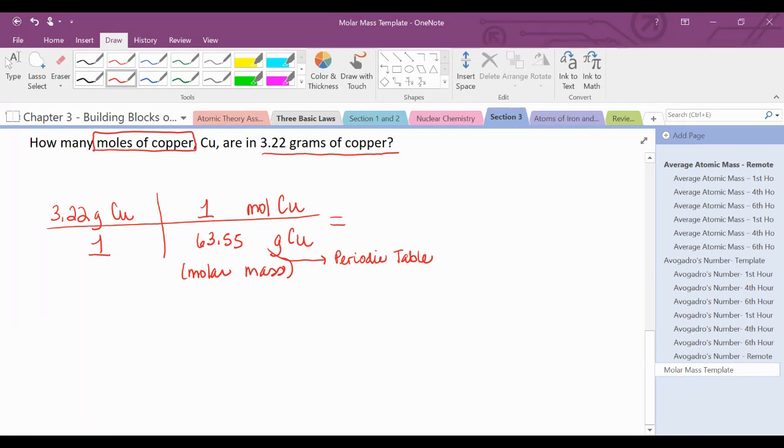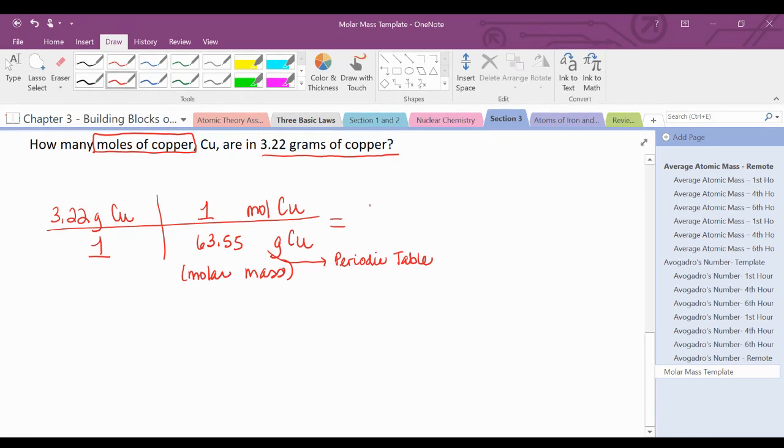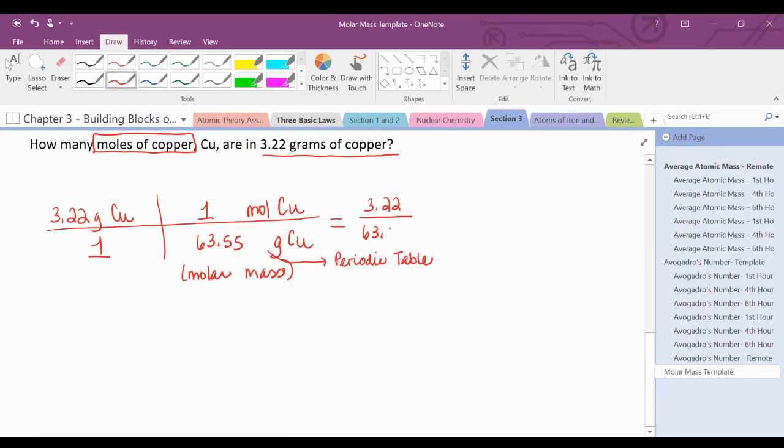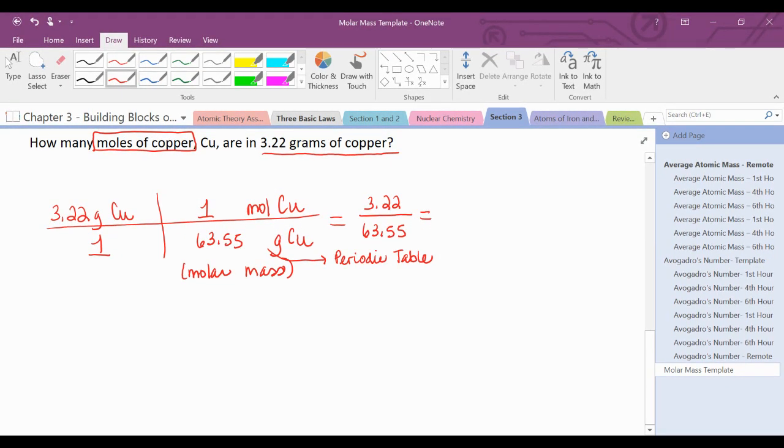Okay, so in this problem, we're going to multiply across the top, and we're going to multiply across the bottom, and then we're going to divide. And again, we're going to look at the two numbers we're dividing to determine sig figs. So that 3.22 has the fewest, it only has 3. So my answer is going to have 3 sig figs. And I'm going to give my answer in normal notation.